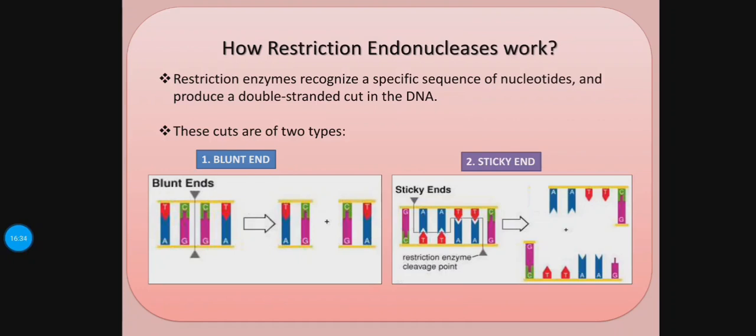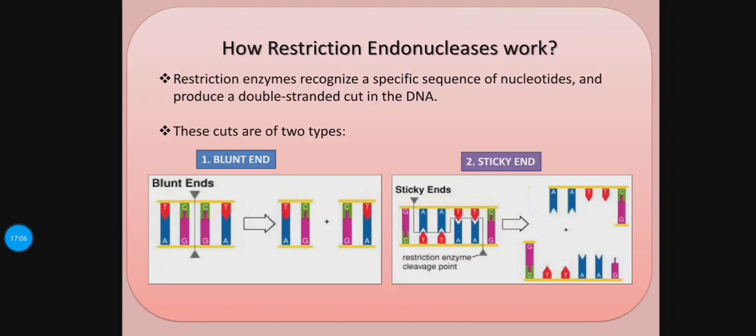Now the question is how this restriction endonuclease works. The restriction enzyme recognizes a specific sequence of nucleotides and produces a double-stranded cut in the DNA, and it results in the break of the DNA into different segments. So there are two kinds of cuts done by the restriction enzymes. First is blunt end and second is sticky end.